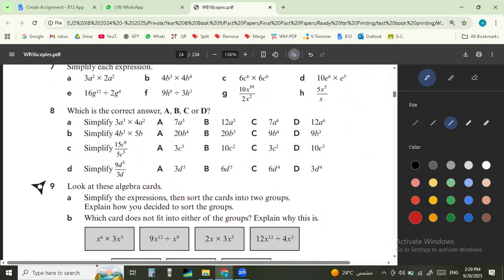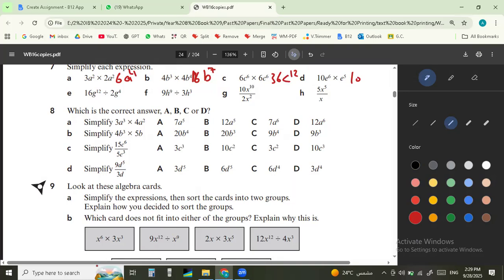This one here, simplify. 3 times 2 is 6. 8 to the power of 2 times 8 to the power of 2 is 8 to the power of 4. 4 times 4 is 16. 16 b to the power of 7. Add the indices. Here, 6 times 6 is 36, c to the power of 12.